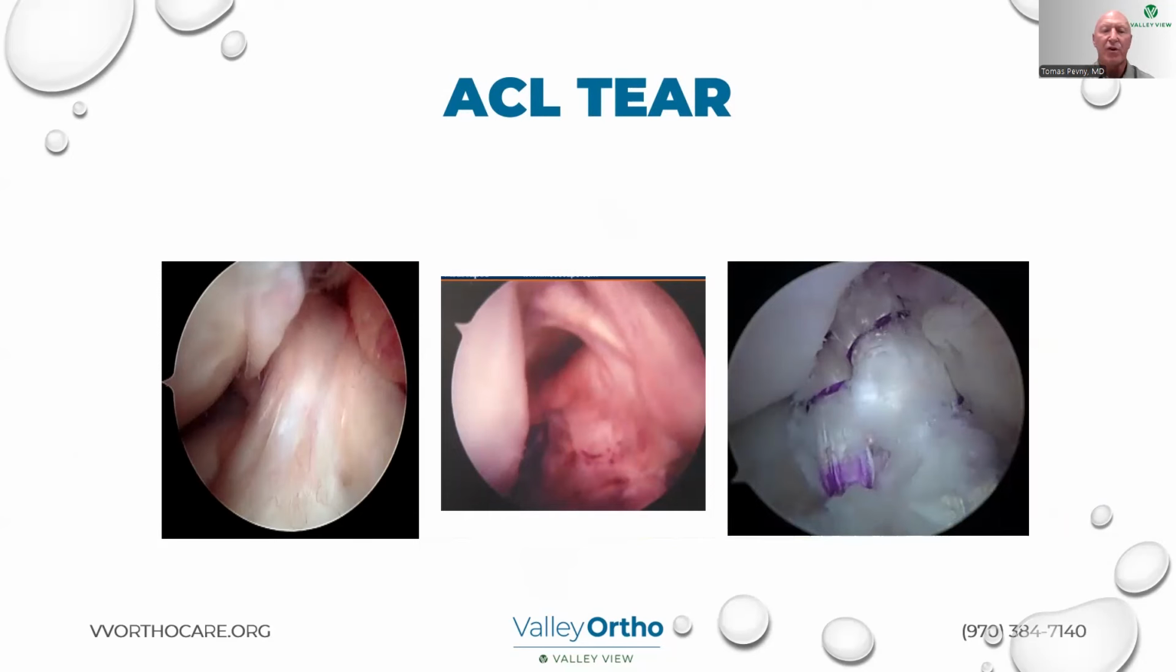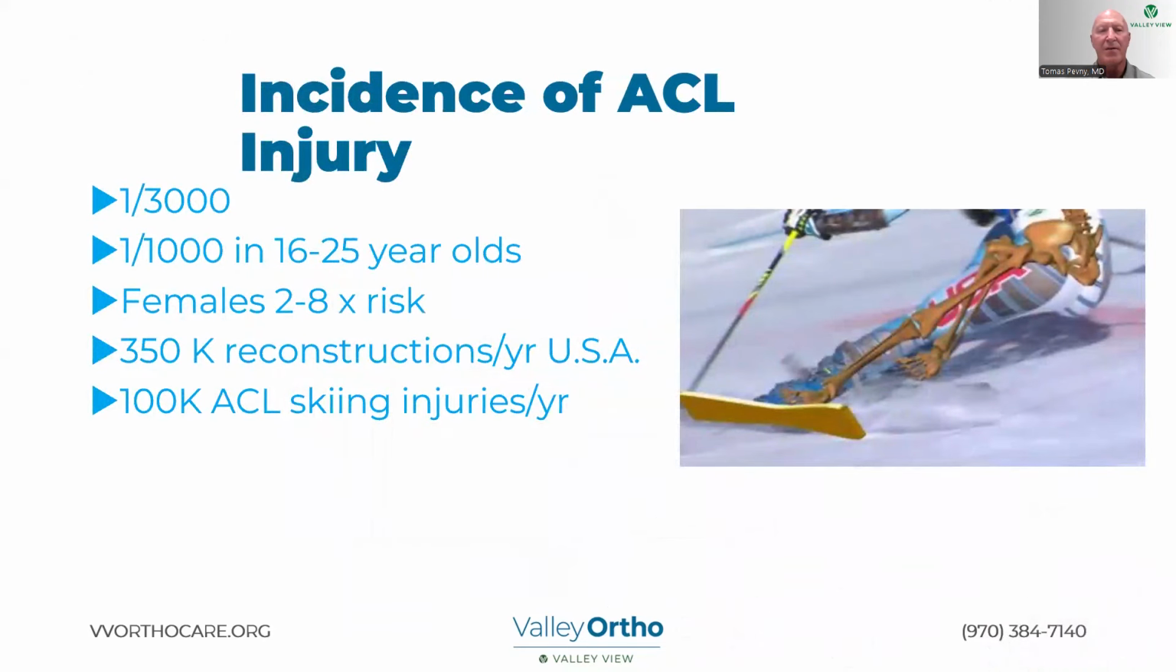And this is just a picture of a normal ACL. On the left, this is a torn ACL. It usually tears off the femur or the mid-substance really down on the tibia. And this is just a picture of a reconstructed ACL, where it's other tissue that's taking the place of the ACL. Now, if you look at the incidence, they're pretty common, especially in the younger age group, which you would expect because they're a lot more active.